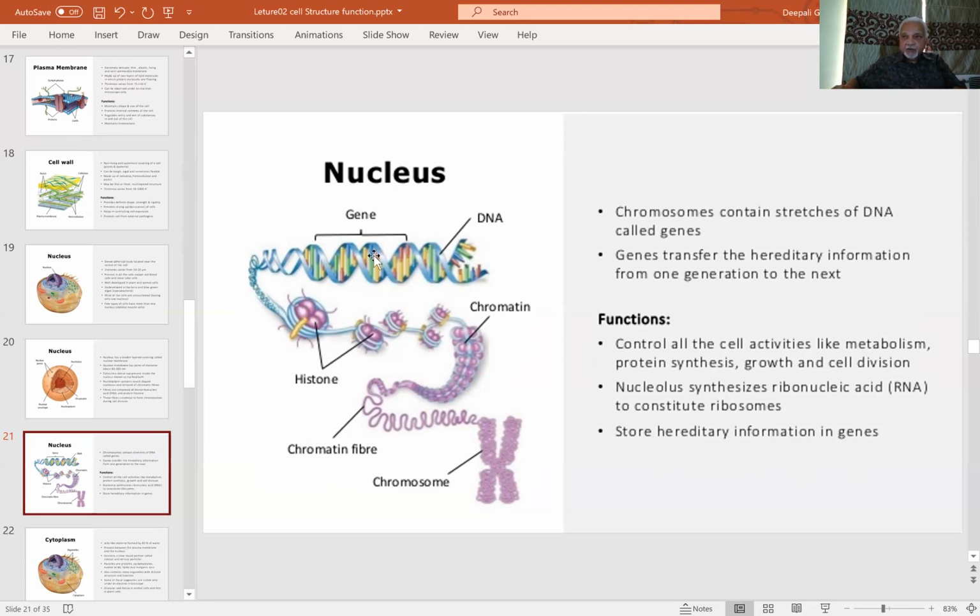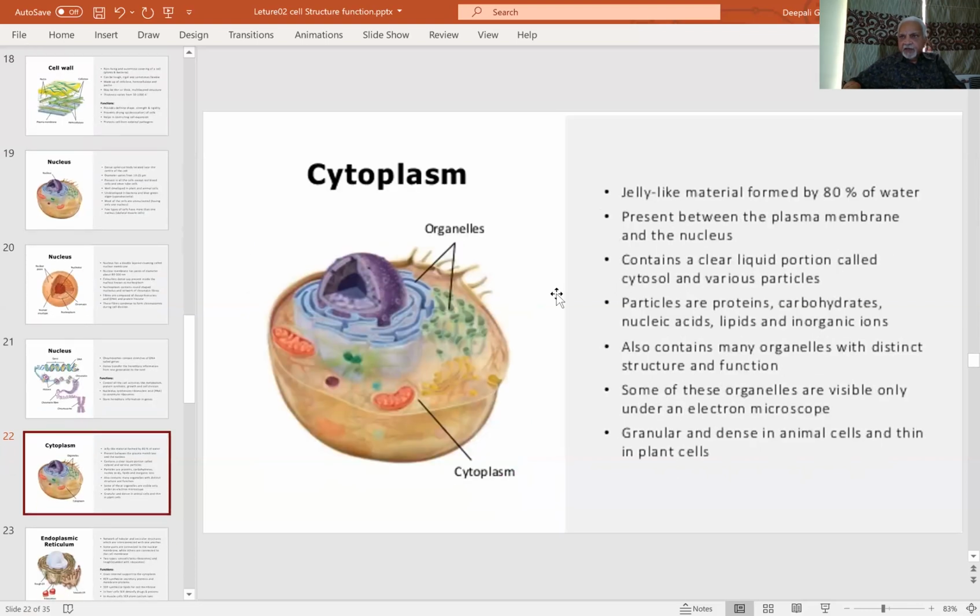which are coded by the base sequences on DNA. You know? So that's how it's a very, very important organelle of the cell in all cell types, whether it is plant or animal or bacterial cells. Okay.